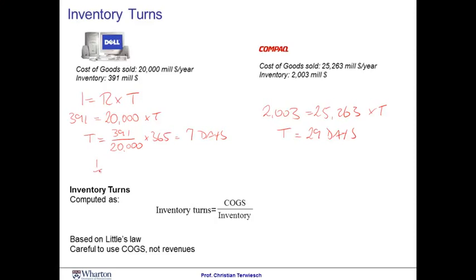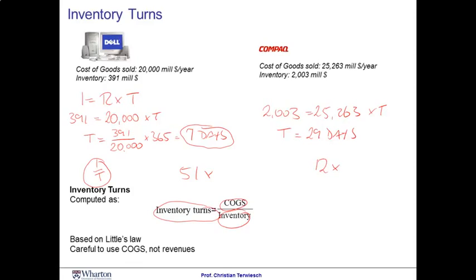Instead of saying that Dell keeps their dollar bills for 7 days inside the operation, we can refer to 1 over t as the inventory turns. If you're keeping your dollar bills for 7 days, given that there are 52 times 7 days in the year, you're turning your inventory 52 times in the year. This is the concept of inventory turns. 1 over t in the above equation is simply COGS divided by inventory. We see that Dell turns its inventory roughly 51 times in the year, while Compaq is turning it roughly 12.6 times in the year.